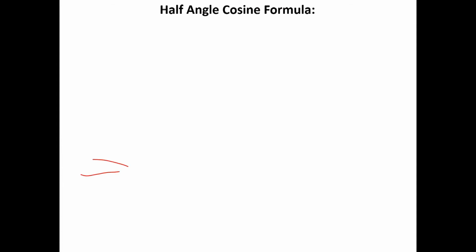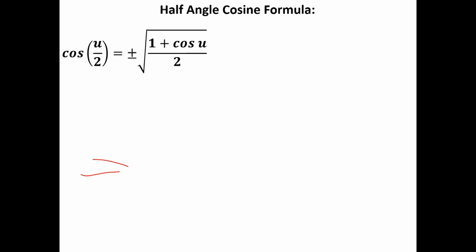The next problem is dealing with the half angle cosine formula. The half angle cosine formula is very similar to the sine formula. Cosine of u over 2 is equal to plus or minus the square root of 1 plus cosine of u, all over 2. Now, with this, you need to remember that u is going to be twice as big as the angle on the inside. So in this case, we're really looking for the cosine of 5 pi over 12.